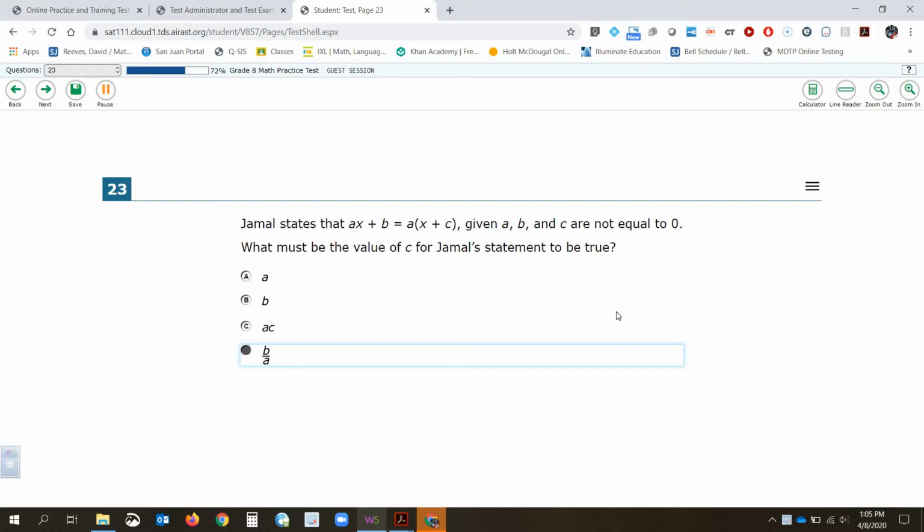Problem number 23 says Jamal states that ax plus b equals a times the quantity of x plus c, given a, b, and c are not equal to 0. What must be the value of c for Jamal's statement to be true?